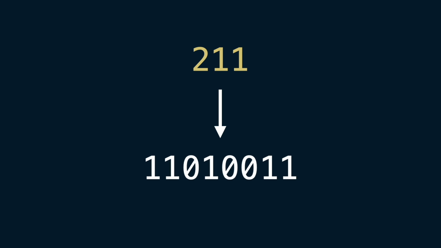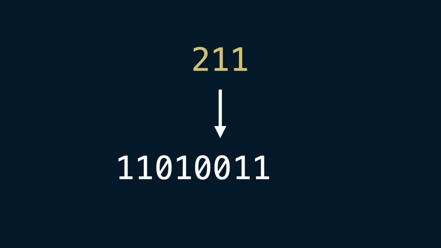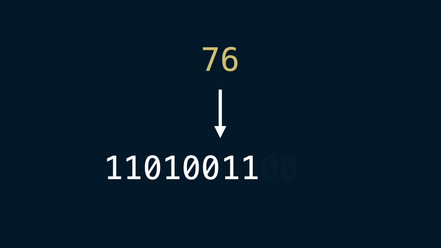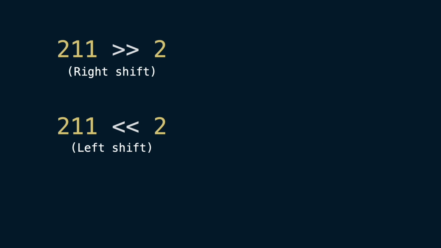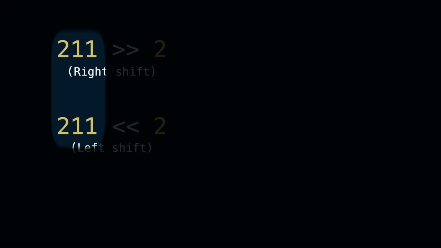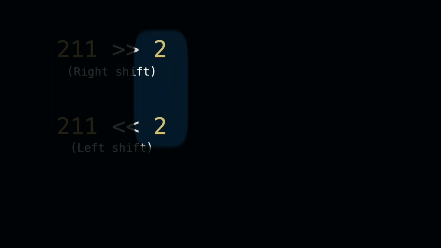Let me explain. Let's say we have this 8-bit number, 211. In binary, that looks like this. Sometimes we need to move the bits of a number left or right to modify its value. This is where bit shifting comes in. In Swift, we have two operators for this, right shift and left shift. Each of these operators expects two parameters, the number to shift and the number of positions to shift.